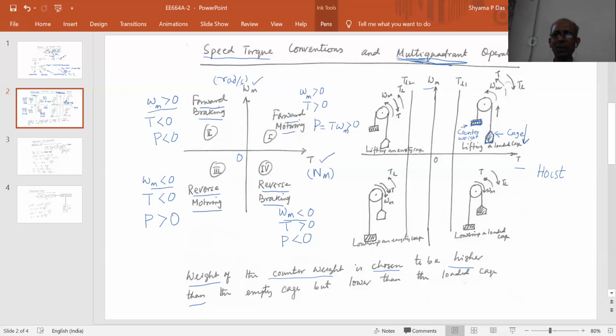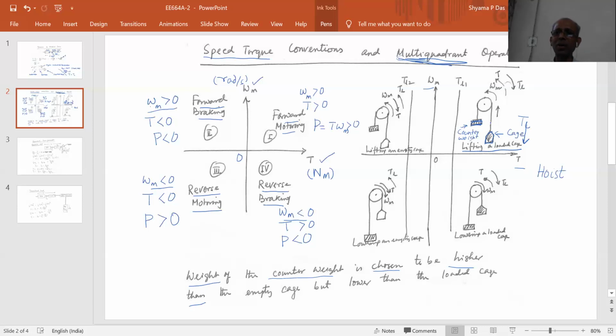Now in this case, the net torque is down below. We have the gravitational pull here. So this is the sign of the load torque. The loaded cage is heavier than the counterweight, and hence the torque is going downwards, TL, and this is the load torque. Load torque is in the clockwise direction, like the dial of a clock. And we are trying to lift the loaded cage.